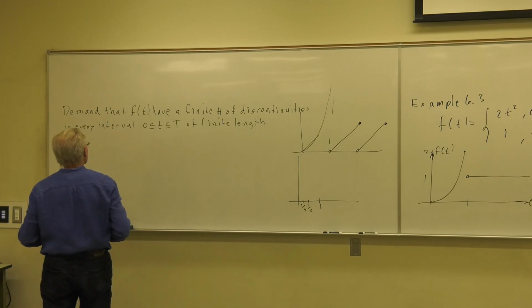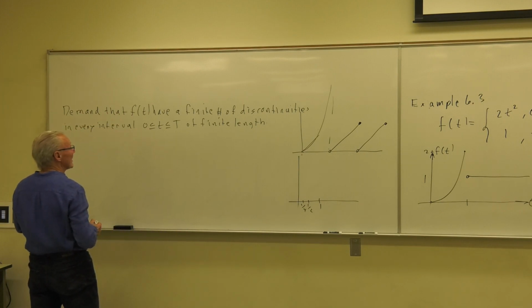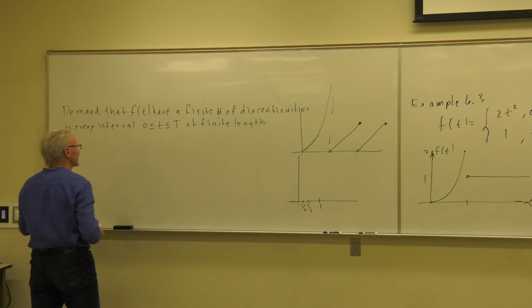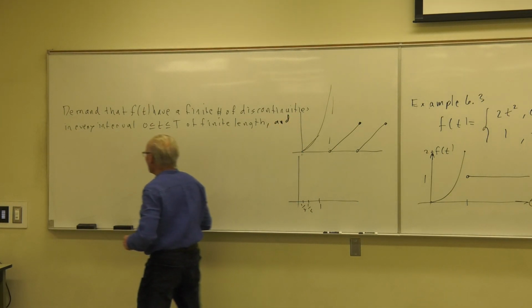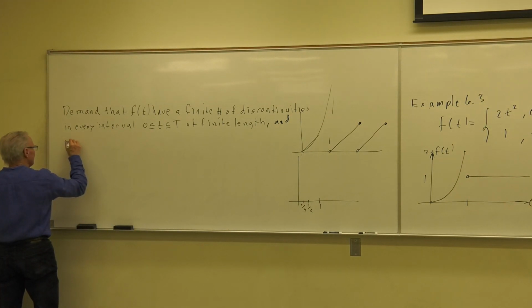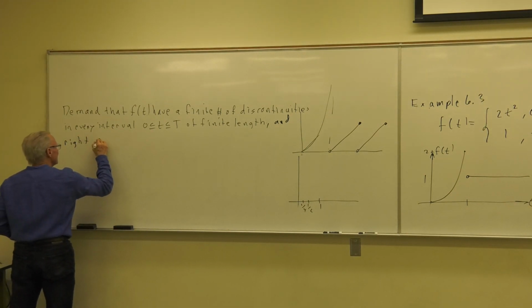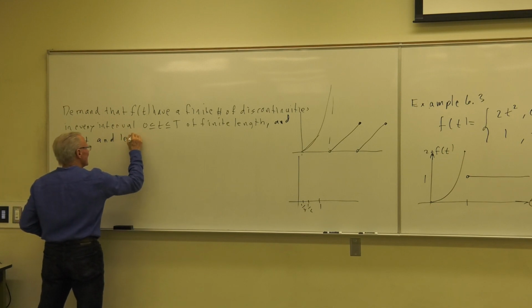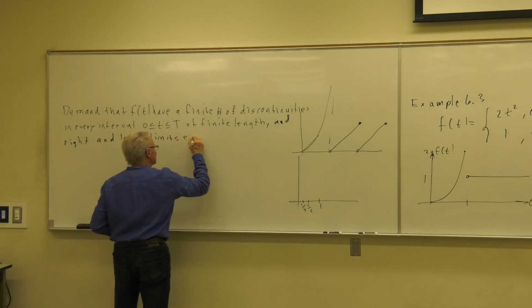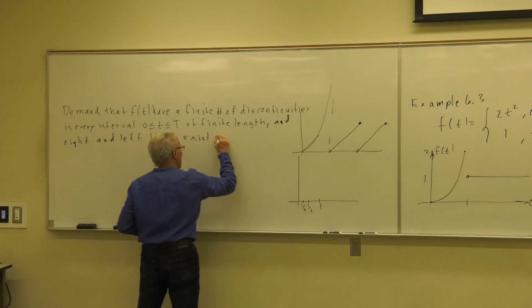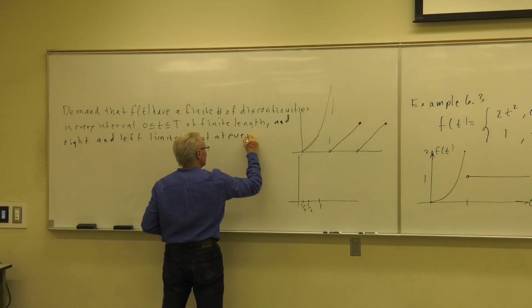That's one way of saying it. Another way of saying it: demand that f of t have a finite number of discontinuities in every interval of finite length, and right and left limits exist at every discontinuity.